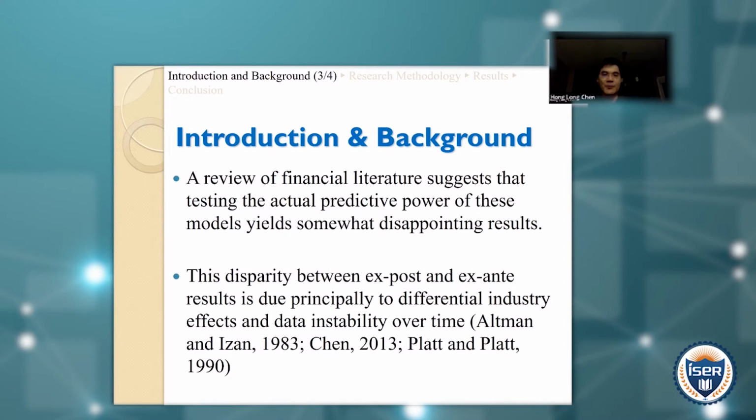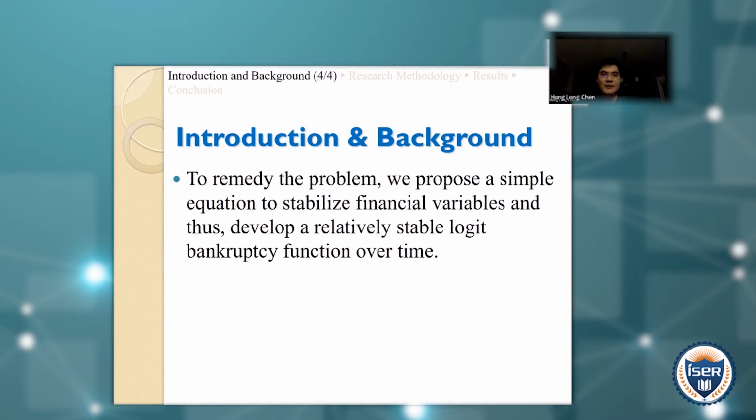This disparity between ex post and ex ante results is due principally to differential industry effects and data instability over time. Therefore, to remedy this problem, we propose a simple equation to stabilize financial variables and therefore develop a relatively stable logit bankruptcy function over time.